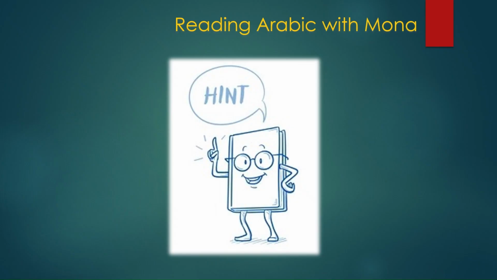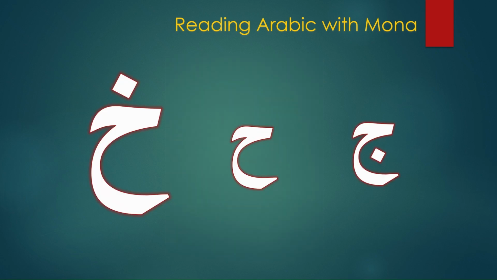Now, with our usual hint to remember how to link the sound of the letter with its shape. As you can see, we have here Jim, the precious letter, with the dot inside of it because it likes to collect gems and jewelries. And then we have the Ha, the free letter that likes to be free from any dots. And now finally we have the third letter that has the same shape, Kha. The dot is above the letter.